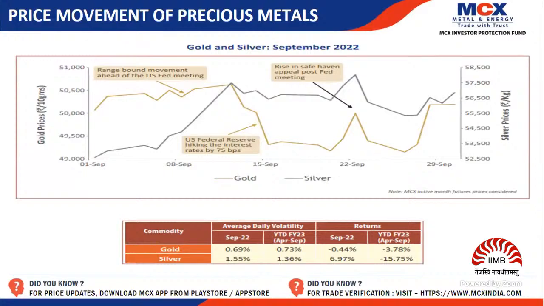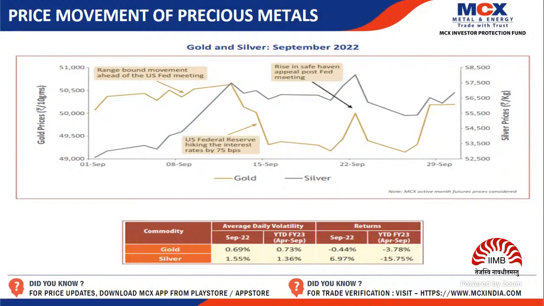If you see, these are some factors that affected commodity prices in the month of September. The first thing is the US Fed meeting, again we saw, right, and trade policies. The US Federal Reserve interest rates and trade policies affected these commodity prices.